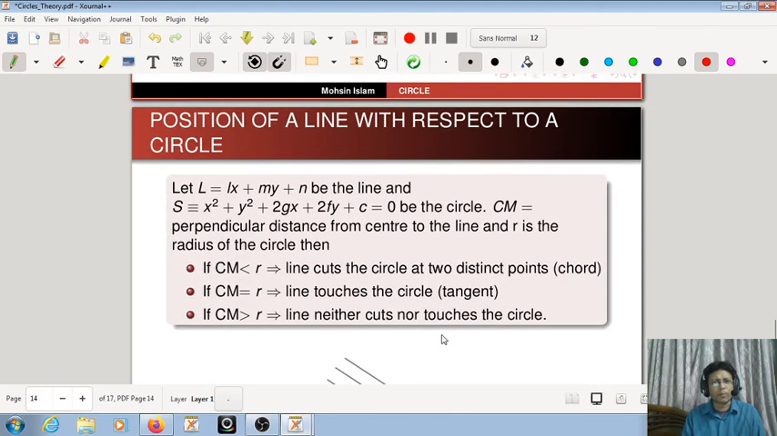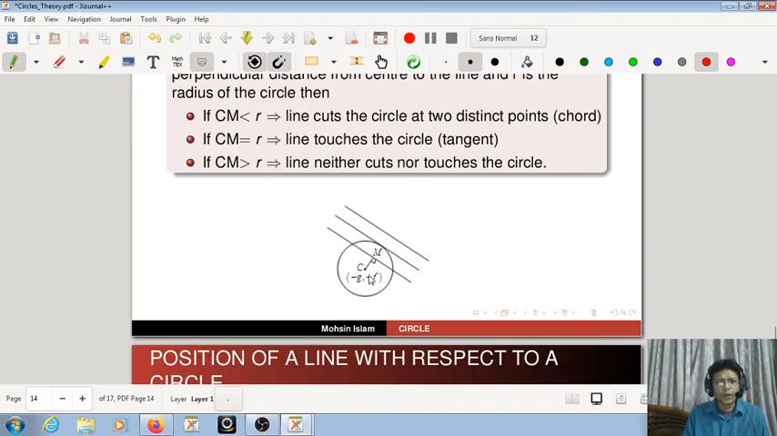Now I will discuss the last section of my talk today. I will talk about the position of a line with respect to a circle. This is a very important topic. So you look at that.